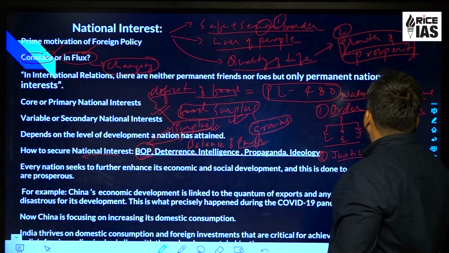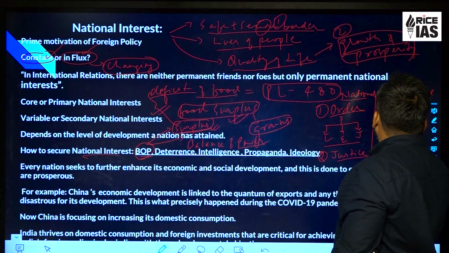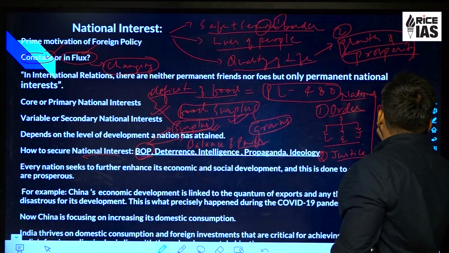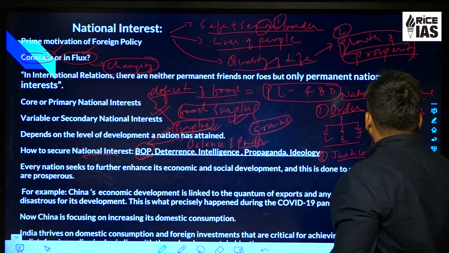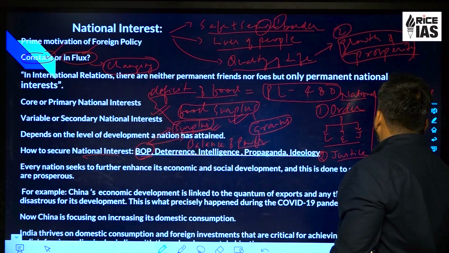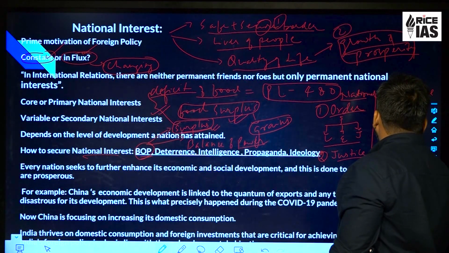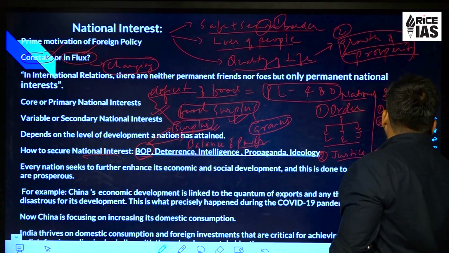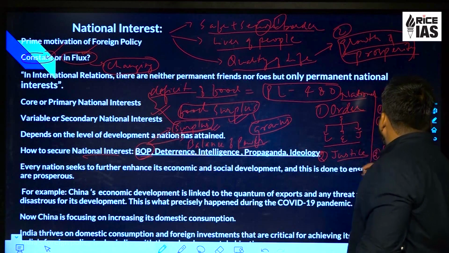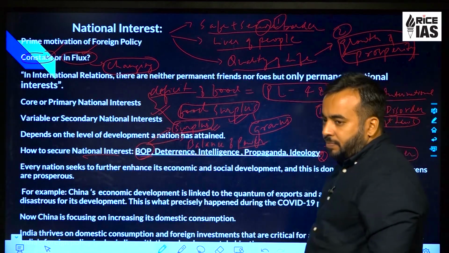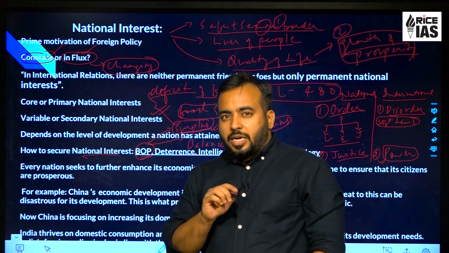So the enforcement mechanism is lacking. International law has been called soft law because the enforcement has been lacking. That causes disorder, and in place of justice, the most important factor becomes power. Power is a relative concept.